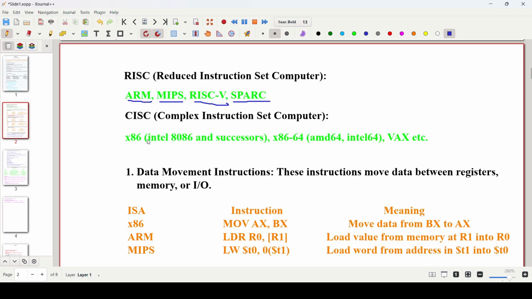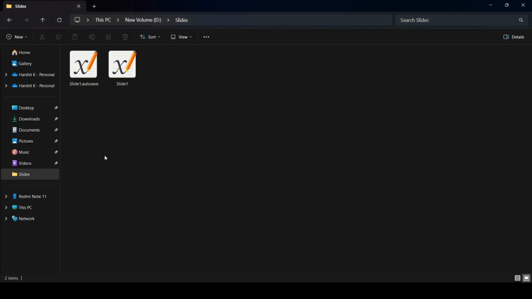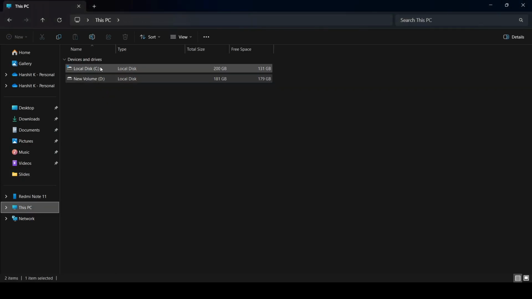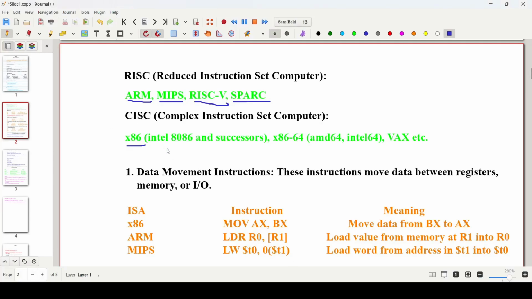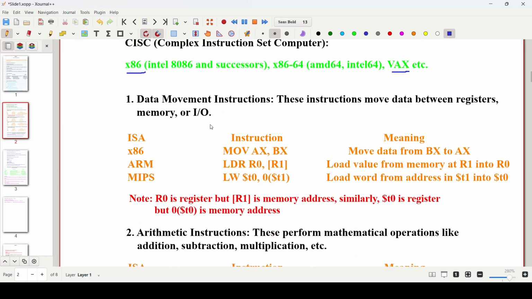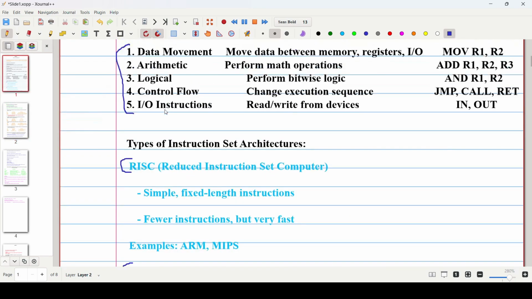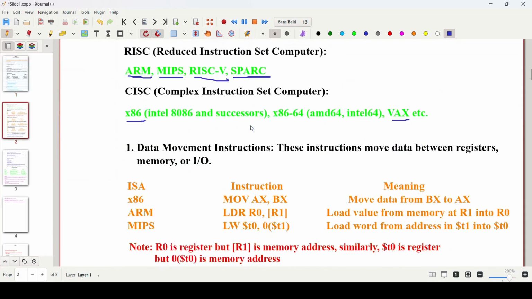Now, CISC architecture examples include x86. You have probably seen your files in C drive, like Program Files x86. So basically, your laptop is using this kind of architecture, CISC. Okay, and x86-64. And there is one more example, VAX. So there are a lot of architectures included in RISC as well as in CISC, right? Let's discuss all these points in detail: data movement, arithmetic, logical, control flow, and input output, right?